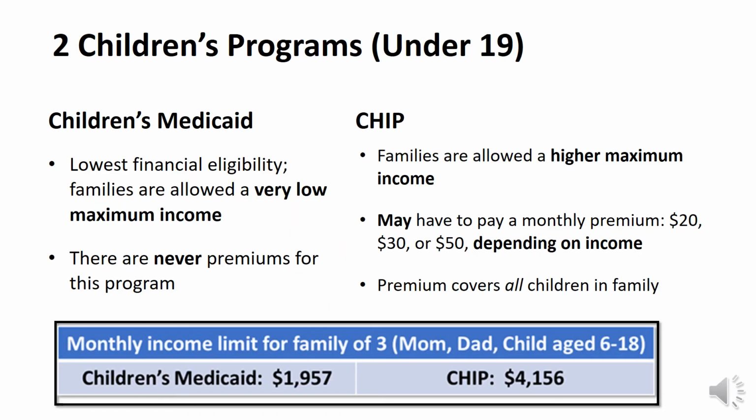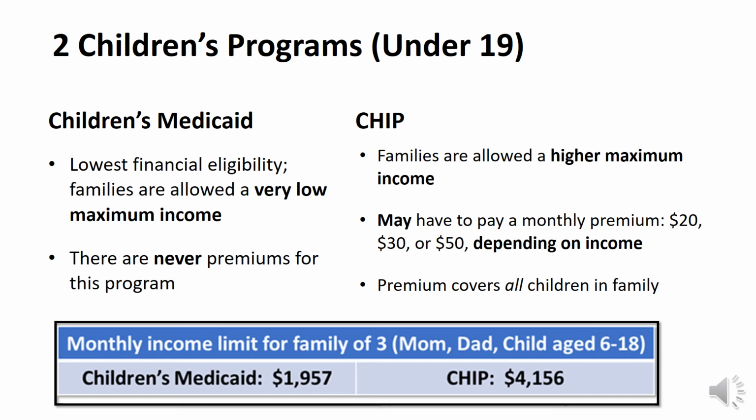So looking at the two children's programs side by side, regular Medicaid and CHIP, Medicaid has the lowest financial eligibility. Families are allowed a very low maximum income, and there are never any premiums for this program. If you can see the table toward the bottom, it looks at the monthly income limit for a family of 3. So we've got mom, dad, and the child who's between the ages of 6 and 18. The total maximum income the family can make is $19.57 for the child to get regular Medicaid.